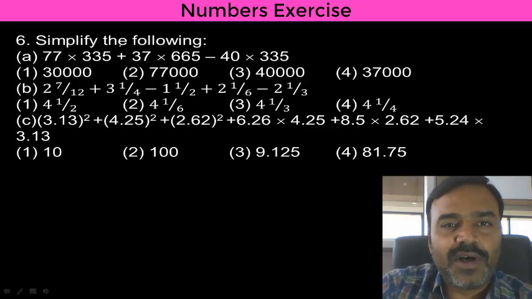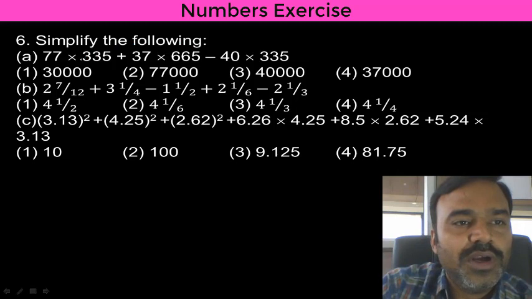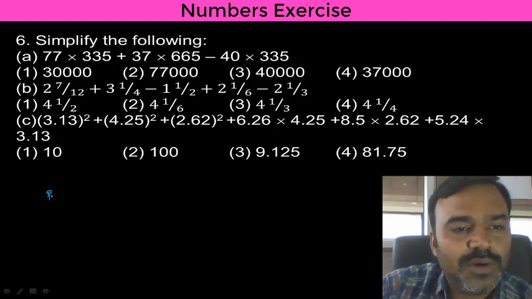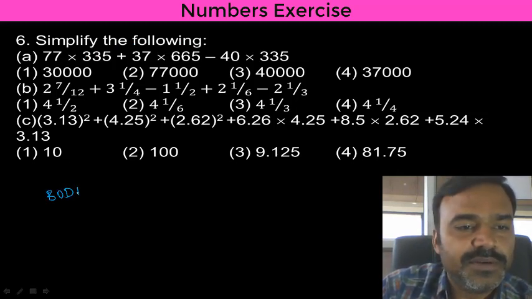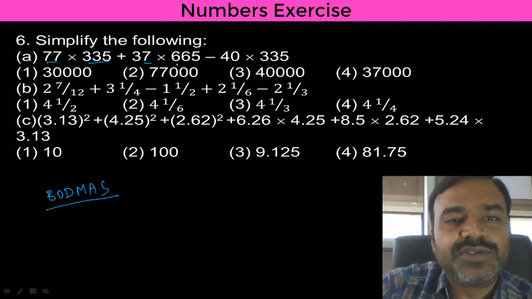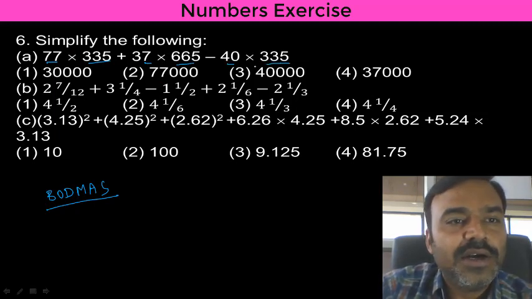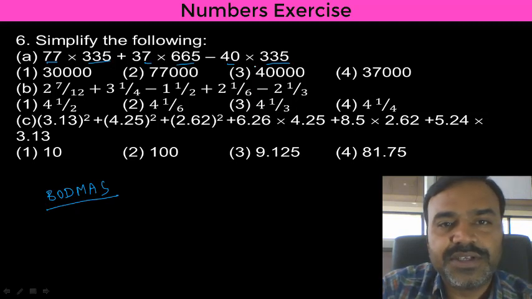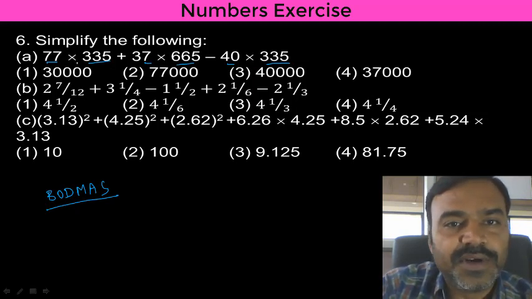Now this one says simplify the following, and it's a question on the BODMAS rule. So BODMAS, if you know, is brackets, of, division, multiplication, addition and subtraction. This is the order of operations. So 77 into 335, plus 37 into 665, minus 40 into 335.